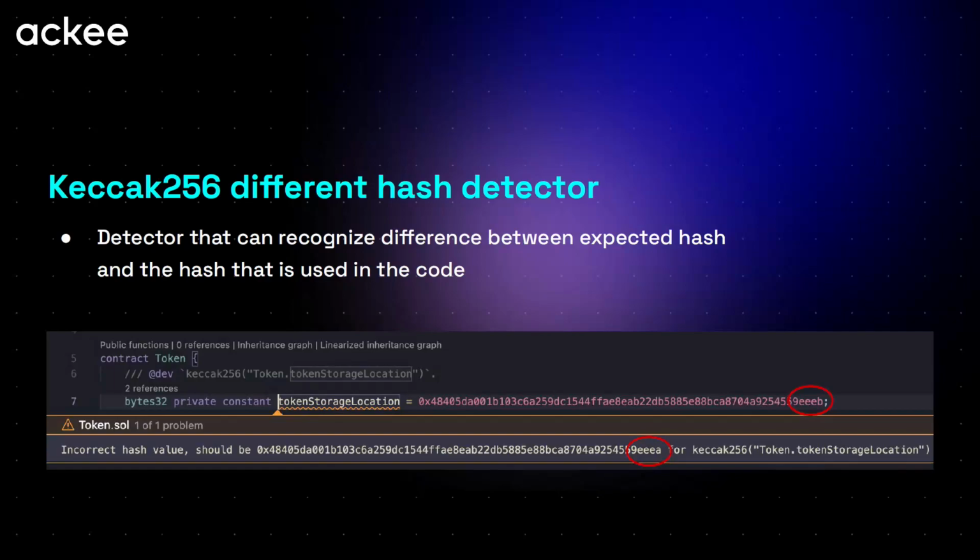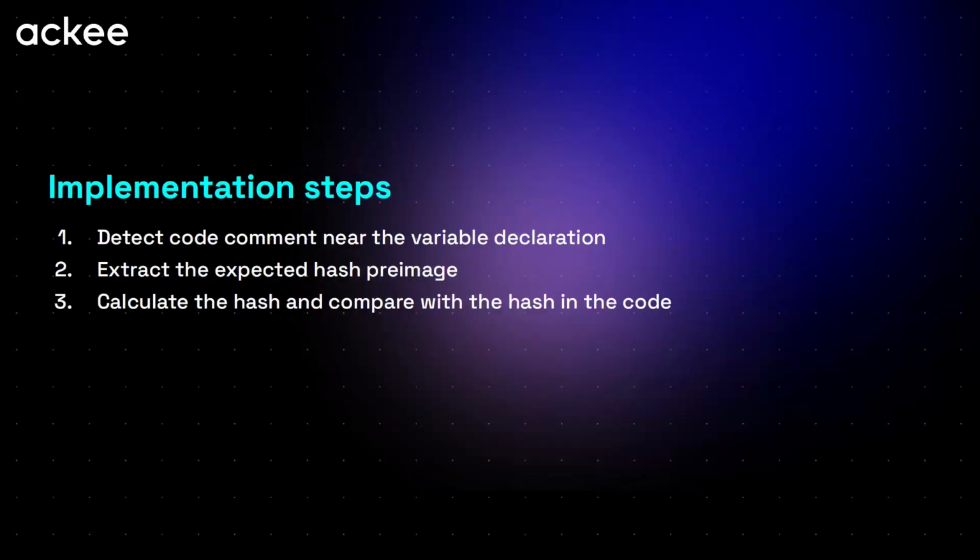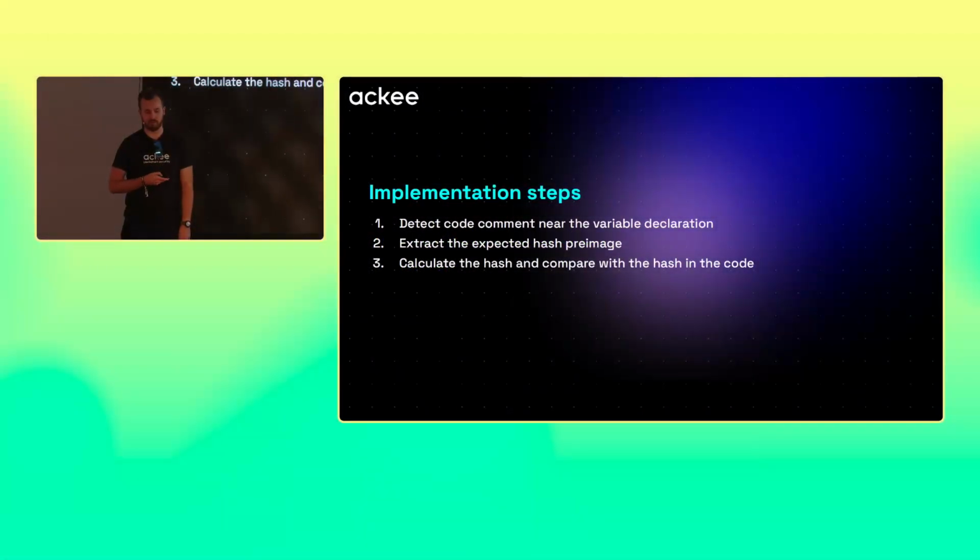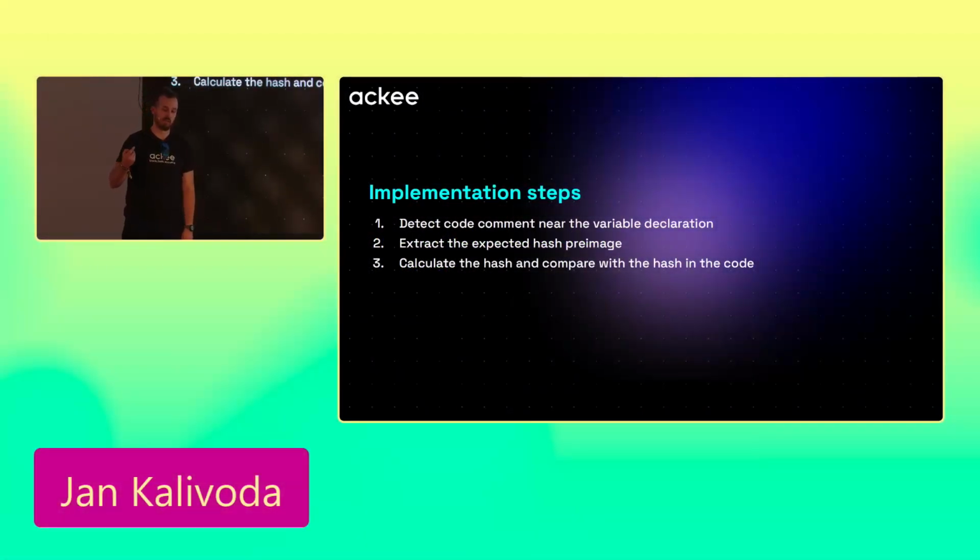The detector is already implemented, so on the screenshot you can see the output in VS Code, where it can be seen that there is a mismatch in the last symbol. So how to implement it? A naive implementation could detect a code comment near the variable declaration, then extract the expected hash pre-image, calculate the hash from the pre-image, and compare it with the hashes in the code.